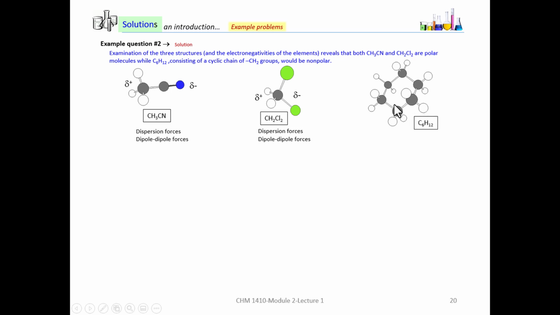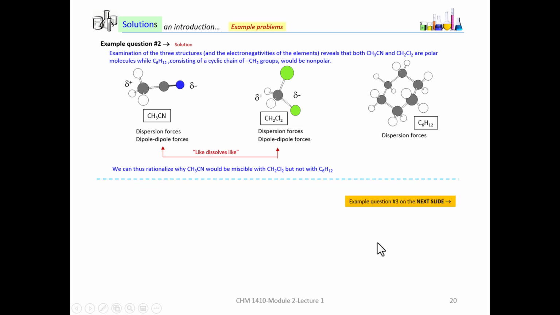However, with cyclohexane, which is simply a cyclic carbon chain, we have a nonpolar molecule with only dispersion forces operating between its molecules. Therefore, the like dissolves like principle would explain why acetonitrile is miscible with dichloromethane, but it is not miscible with cyclohexane. Let's look at one more example problem.